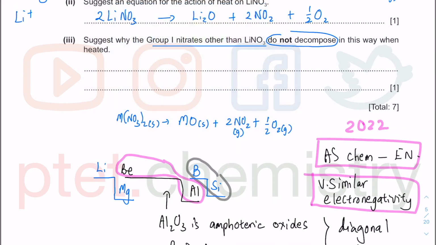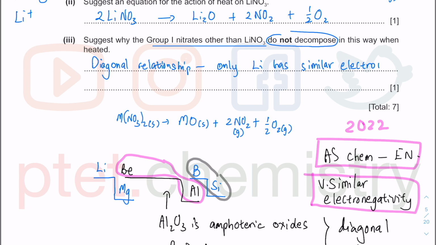So we can say that because of the diagonal relationship, that means only lithium has similar electronegativity.